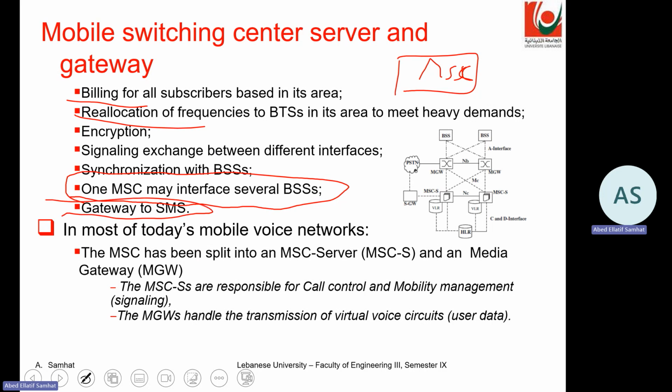So this is an example of the mobile switching center, and we have a well-defined interface between two mobile switching centers. Each mobile switching center is responsible for a certain base station subsystem, and we have a well-defined architecture between them.